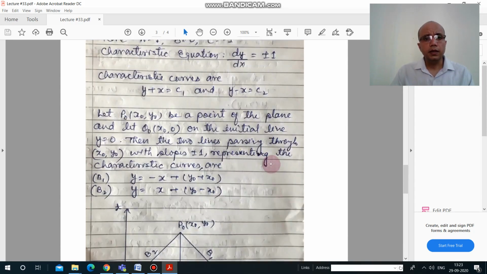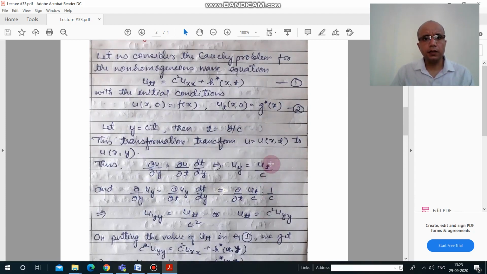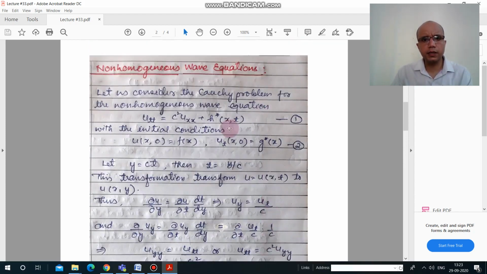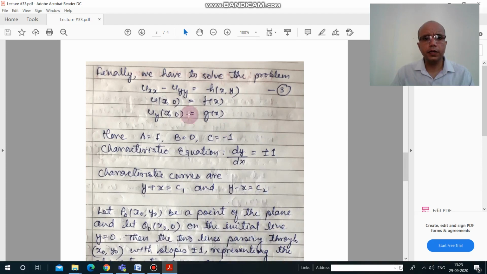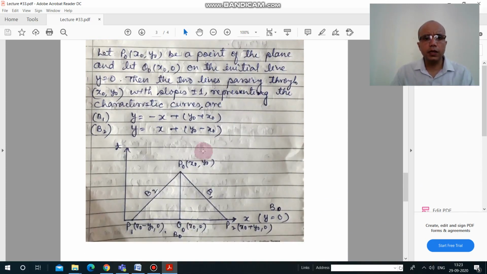Till then, just go over every point which I discussed here, and the important thing is how we have translated this problem into this problem, then the characteristic equation, then we have taken any arbitrary point and drawn these two characteristics and formed the boundary. From there I will continue in the next lecture.